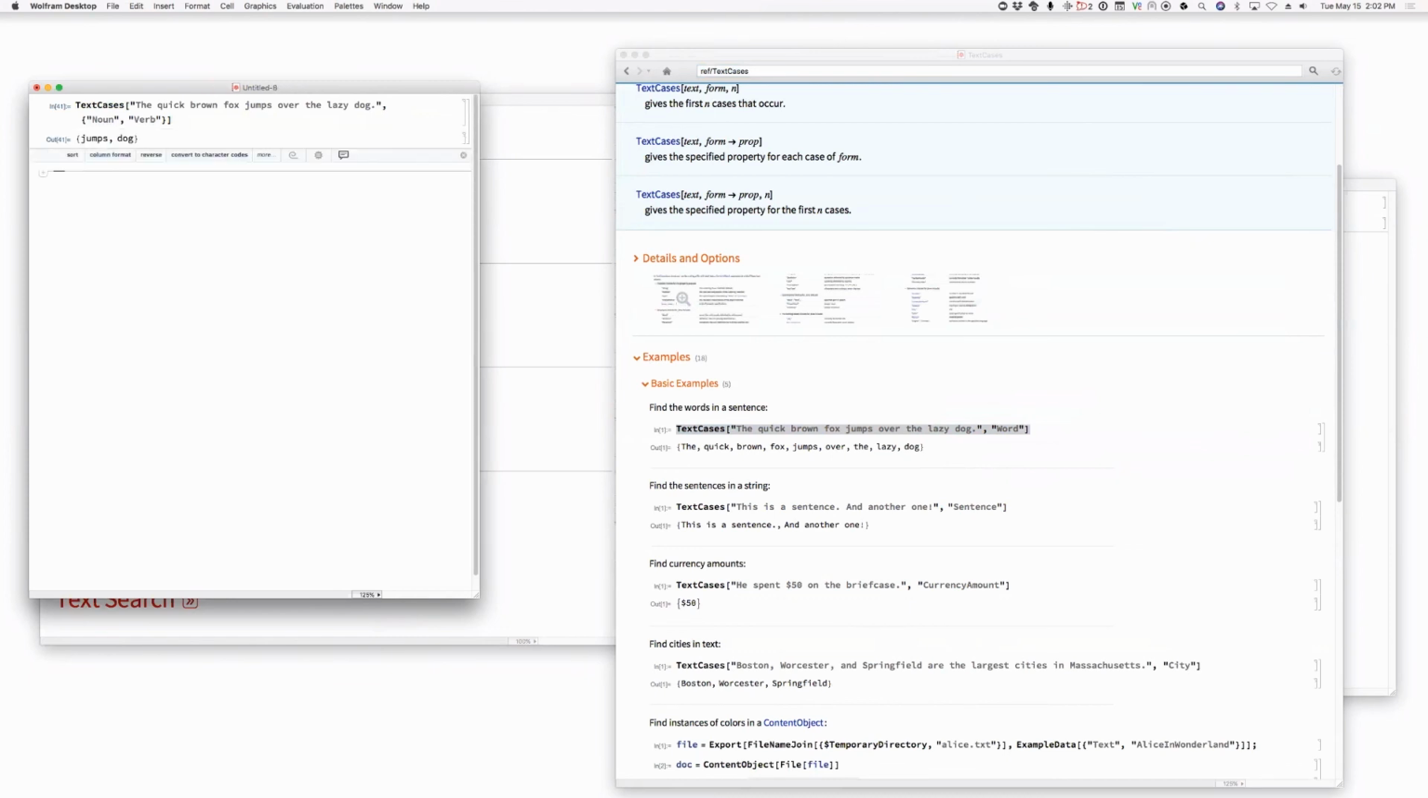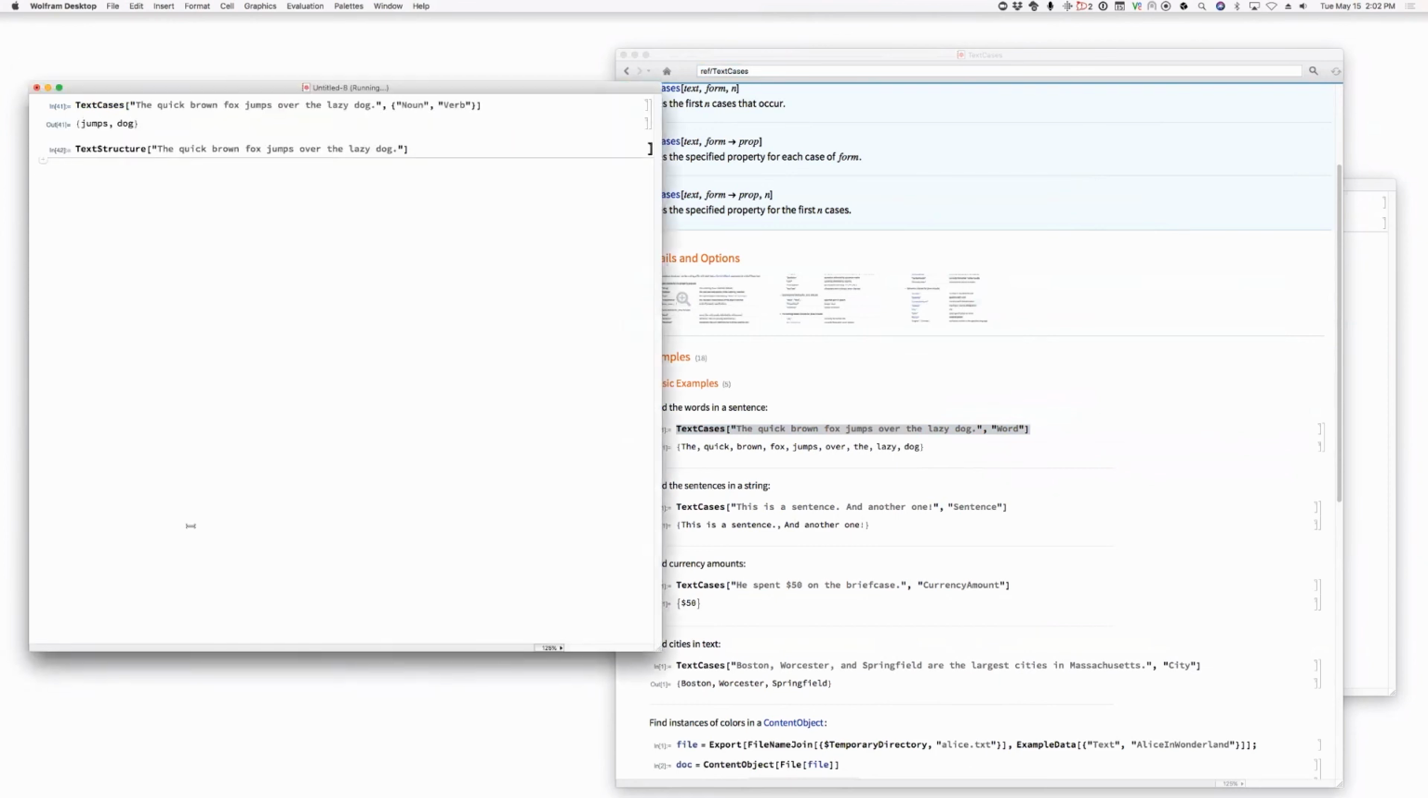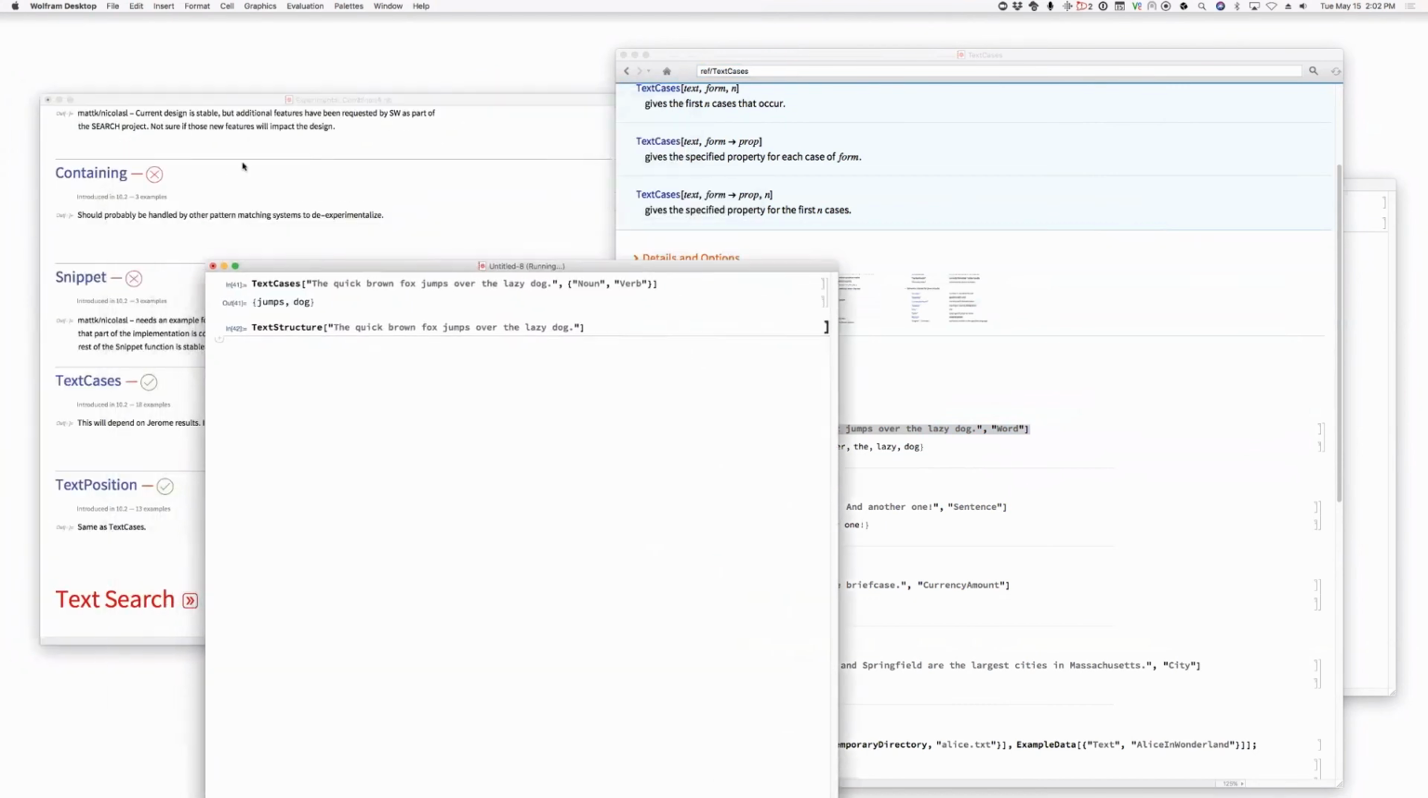Why did the fox not make it as a noun? I don't know. Can try text structure. But text structure and text cases may not do the same thing. It's true. There might be a faster thing for part of speech. Well, there is a specific part of speech tag thing. This is probably loading some giant setup. Why is this so slow?